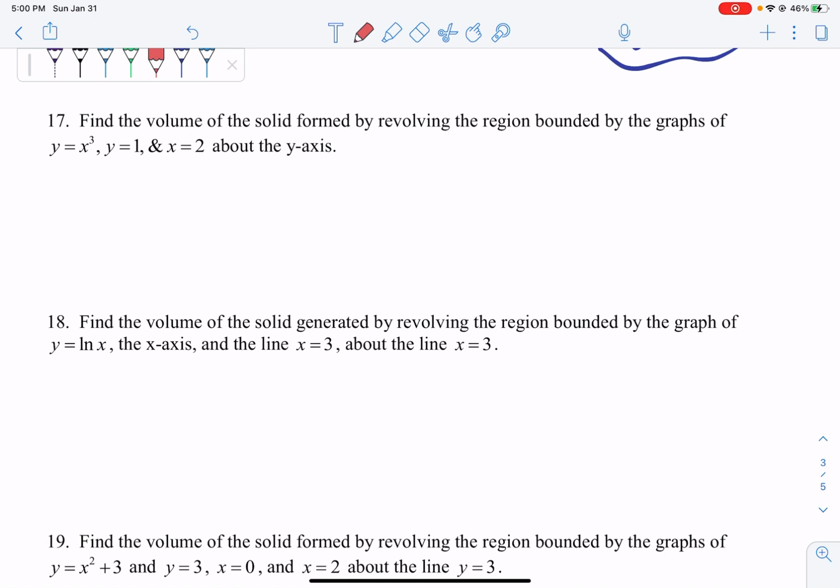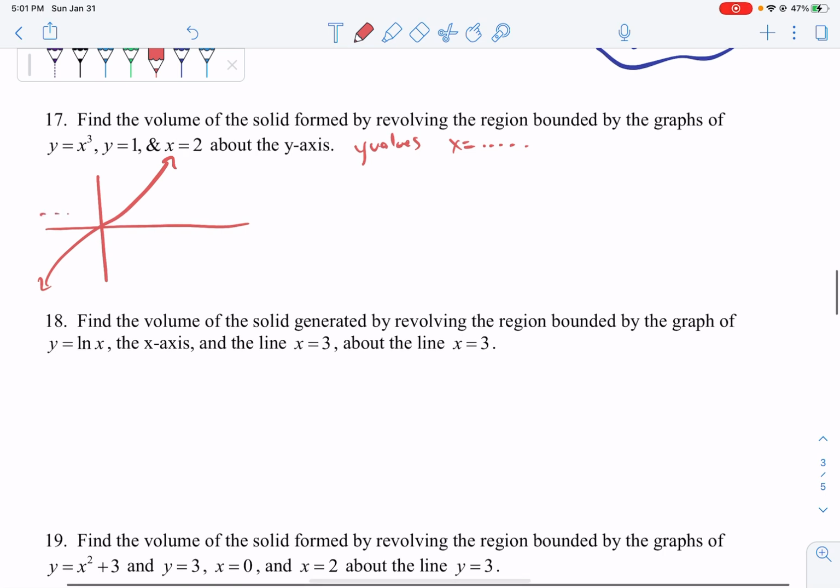Okay, so since we are revolving around the y-axis, we care about our y values where we intersect, and we want all of our equations to look like x equals something, okay? So when I graph this, we'll be a little bit careful about doing so. We end up with x cubed, which looks something like this. And then we've got y equals 1, which is going to be down here somewhere, right? And then we have x equals 2.